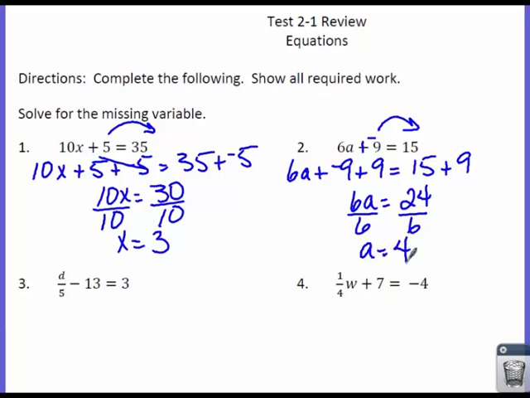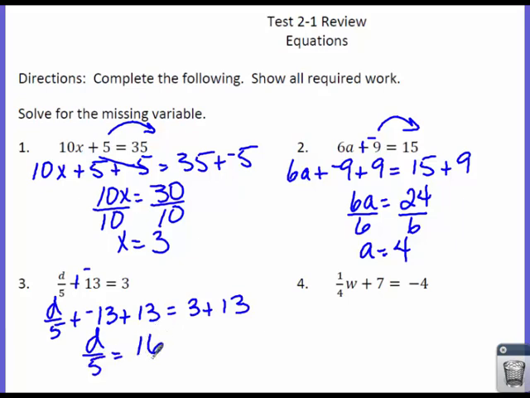Now number 3 and number 4 both bring some division or fractions into the problem. The process is still the same. So number 3, we change subtraction to addition next to its opposite. Now I need to still get rid of that negative 13. So I've got d over 5 plus negative 13 plus positive 13 equals 3 plus the positive 13 I added on the other side. So now I end up with d divided by 5 is equal to 16.